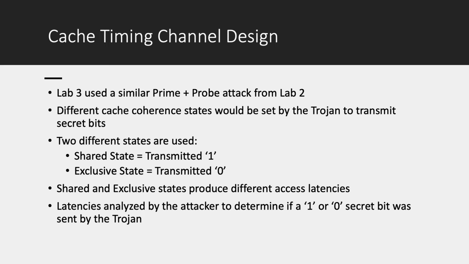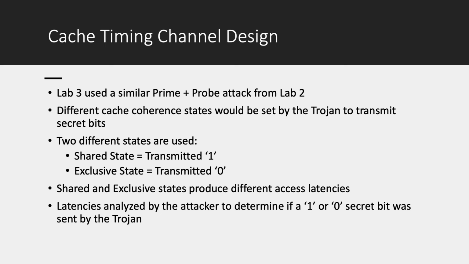The third lab used a similar prime and probe attack as Lab 2. In this lab, the Trojan process would put a shared cache block in a different cache coherent state to transmit secret bits. The 2 different states were the shared state, which meant that the Trojan wanted to transmit a 1, and the exclusive state, which meant that the Trojan wanted to transmit a 0.